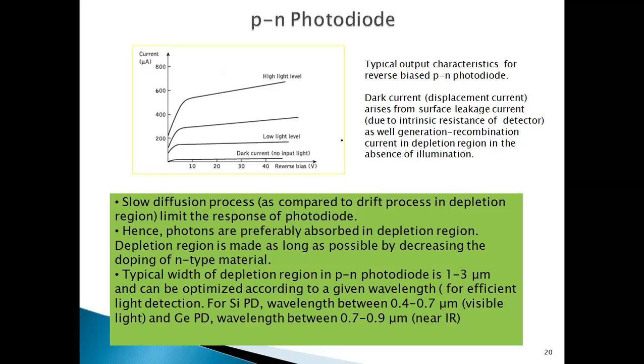All right. So from the previous slide, we can see that due to this slow diffusion process as compared to the drift process, there is going to be a limitation of the response of the photodiode, because due to this slow movement of these carriers, you're going to have a very slow response of the photodiode. So that should be a drawback of the PN photodiode, which is a slow response, and we prefer the photons to be absorbed only in the depletion region, because we know that at this particular depletion region, the drift process will be carried out.